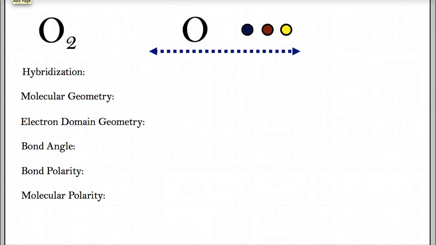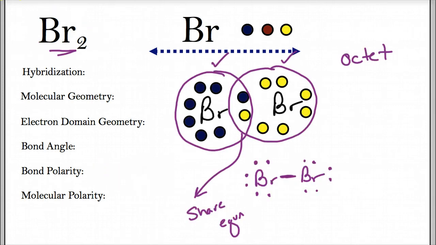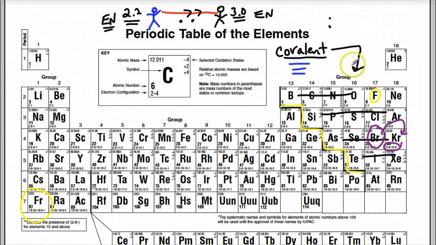Oxygen is another diatomic molecule. Now, why is it also? Does it both have 7? Well, if we go back to our reference table, we'll see that oxygen is 2 away.